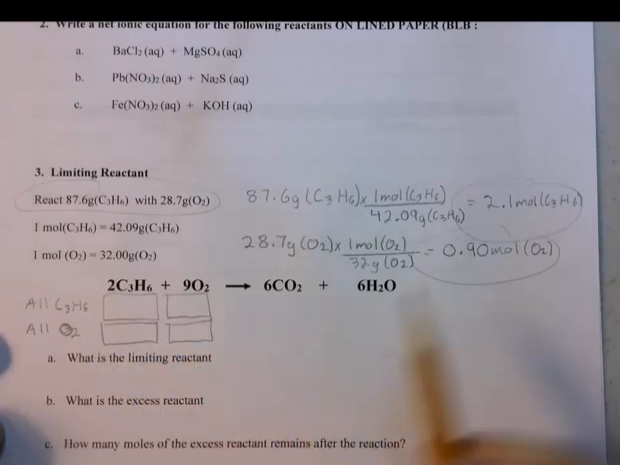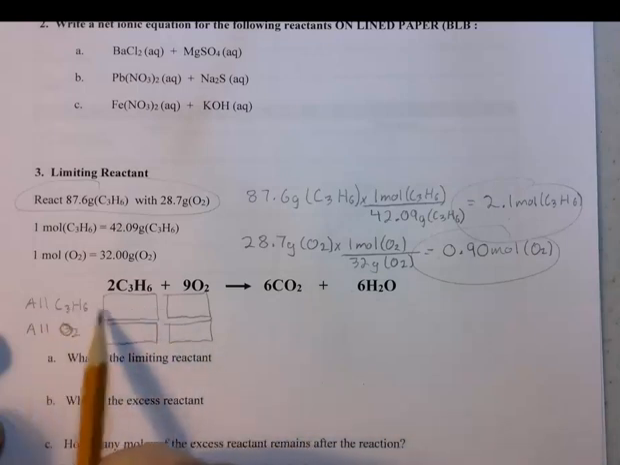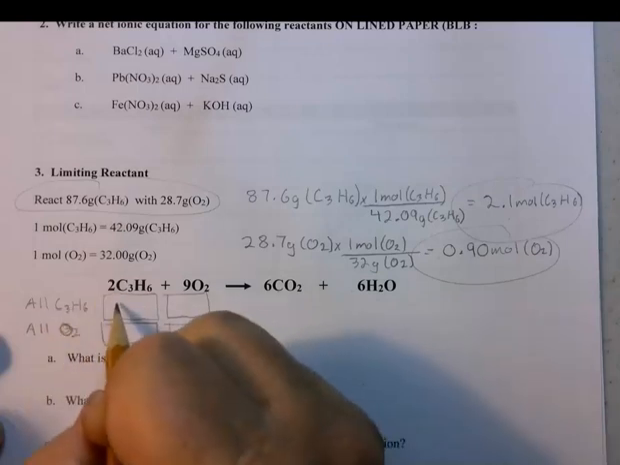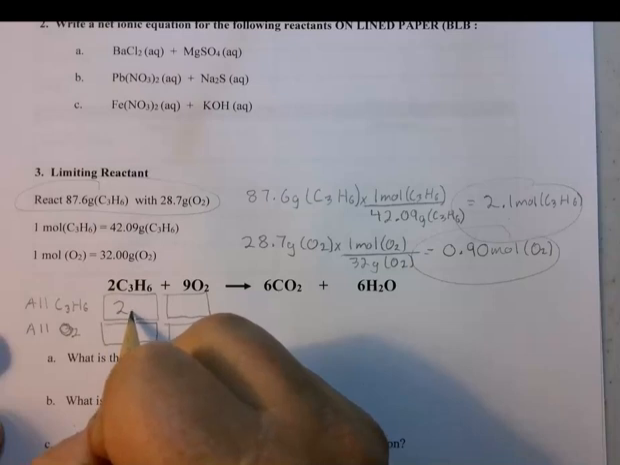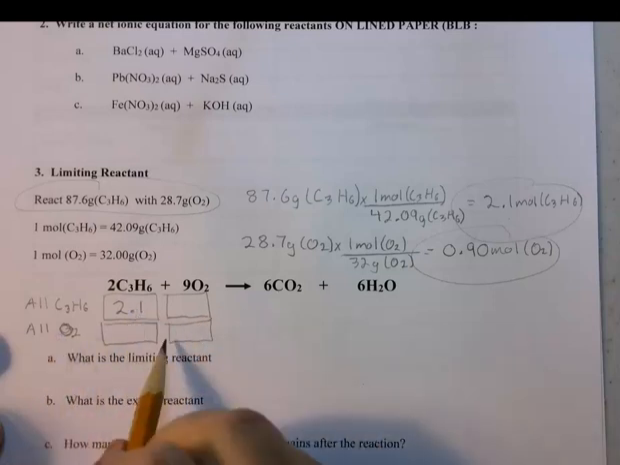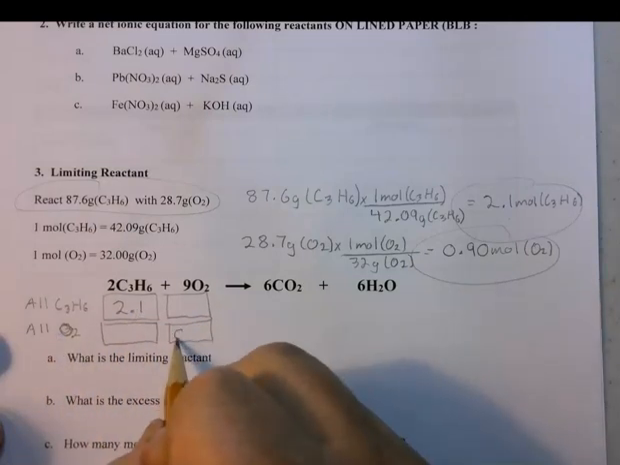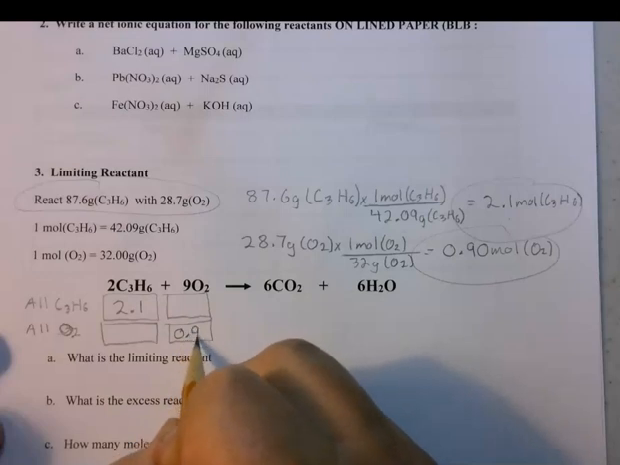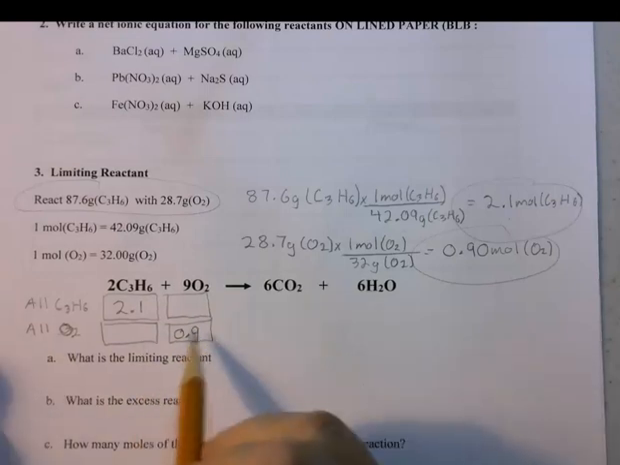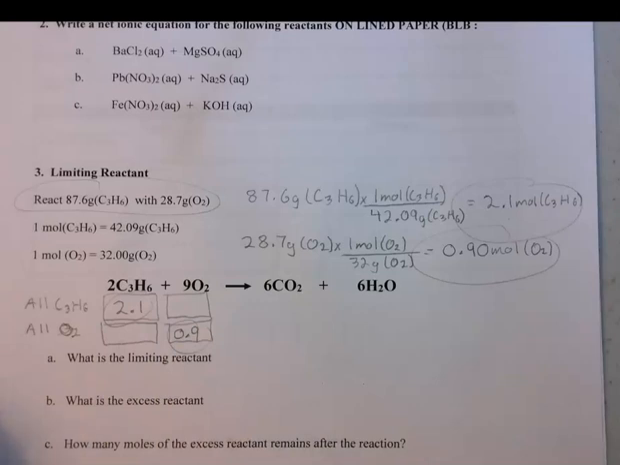Okay, so what we know, we have a C3H6. We're going to put in all the C3H6. We're going to use all of it. It's 2.1 moles. And in the all oxygen, we're going to put the 0.9 that we have there, moles. We're going to circle those because we know we have that much.